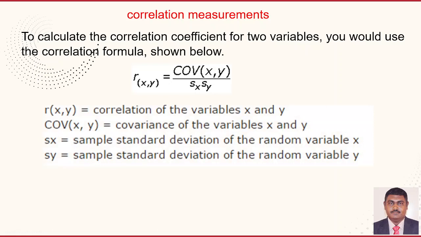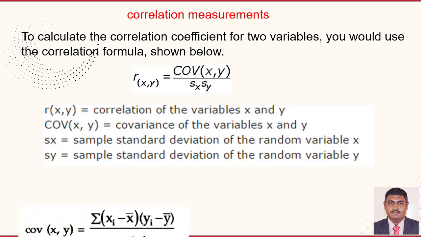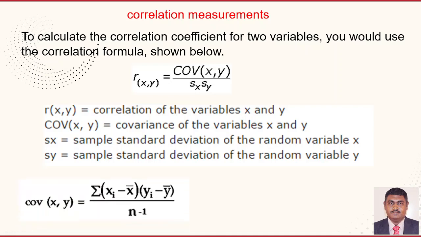So Rxy is the correlation of the variables x and y, and Cov(x, y) is the covariance of the variables x and y, which we have already seen earlier. Sx is the sample standard deviation of the random variable x, and Sy is the sample standard deviation of the random variable y. So these standard deviations we can find out.